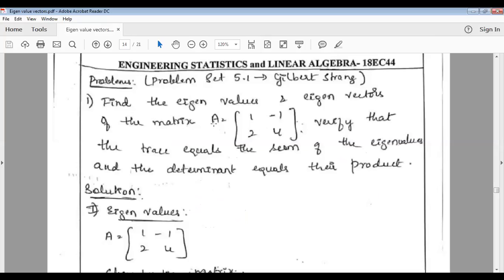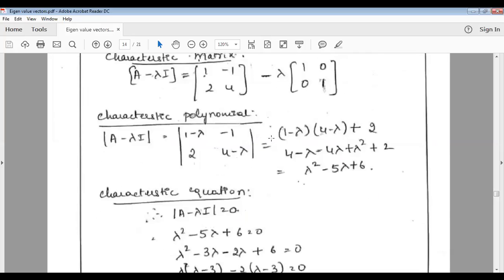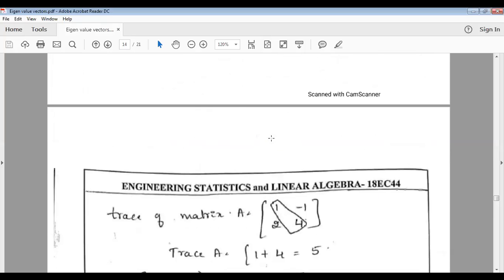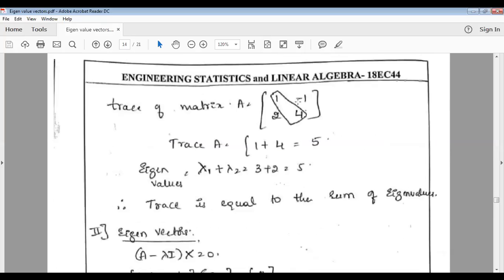So the given matrix is 1, minus 1, 2, and 4, right? To find the trace, I write 1, minus 1, 2, and 4, which is A, and the trace is nothing but directly the addition of all the elements on the main diagonal, which is 1 and 4. Therefore, the trace of A is just 5, right?